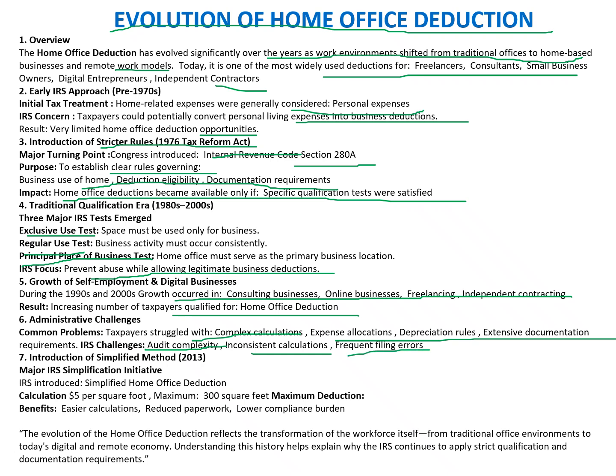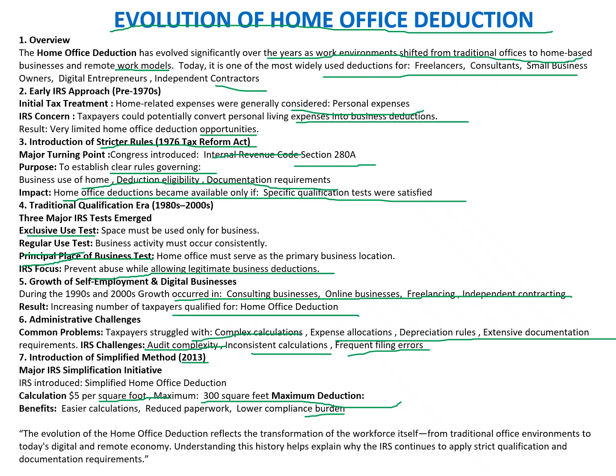In 2013, the simplified method was introduced, wherein the IRS introduced a simplified home office deduction. The calculation is $5 per square foot, with a maximum of 300 square feet. This means $5 per square foot on 300 square feet of area designated for office purposes, which sums to $1,500 on a yearly basis that can be claimed as a deduction. The benefits are easier calculation, reduced paperwork, and a lower compliance burden.